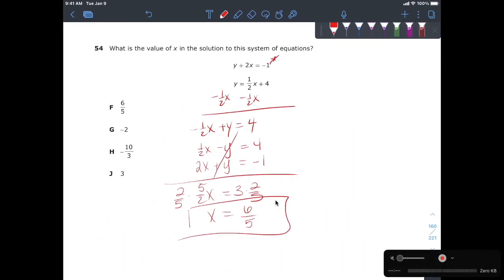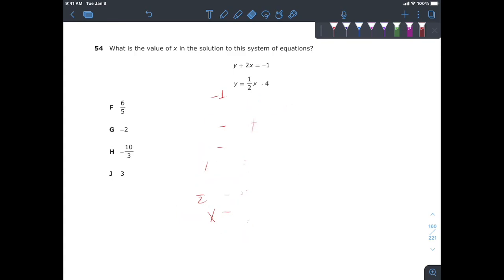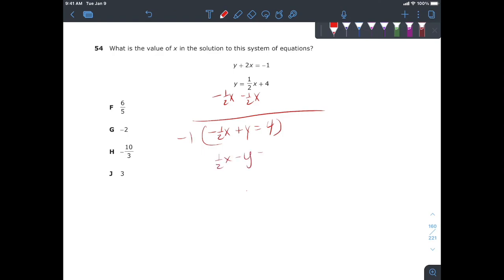Hold on, let's go back through this one more time. I just want to make sure, since the calculator's telling me I'm wrong. So first thing I'm going to do is go ahead and move over this -1/2 x. Okay, now I'm going to bring my other equation down. I'm going to multiply this guy by -1 first. Okay. Now I'm going to bring that first equation down.